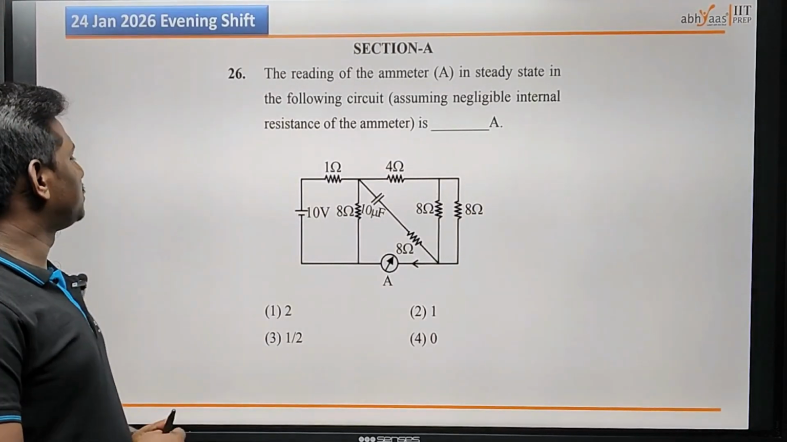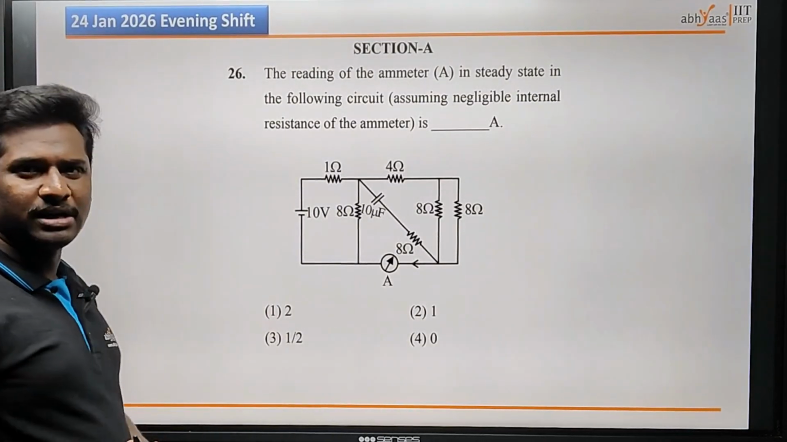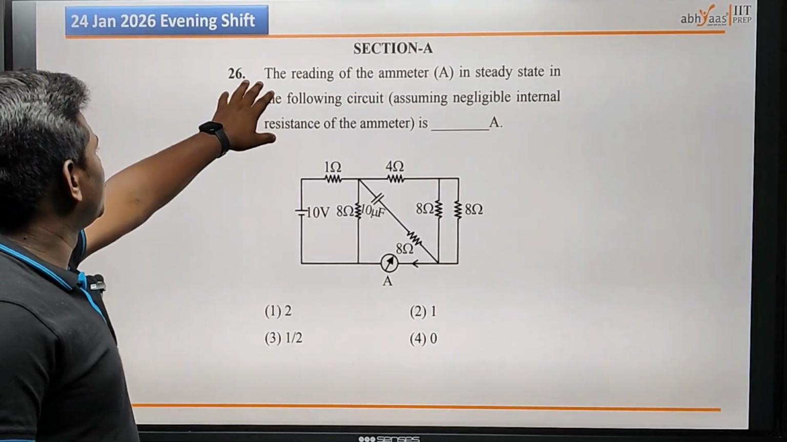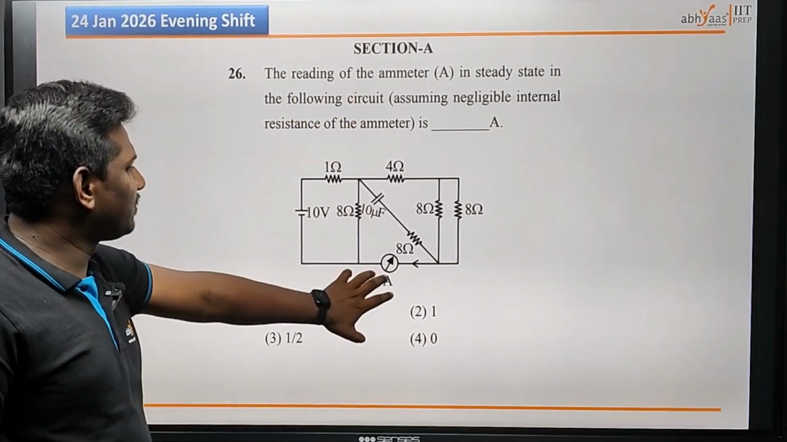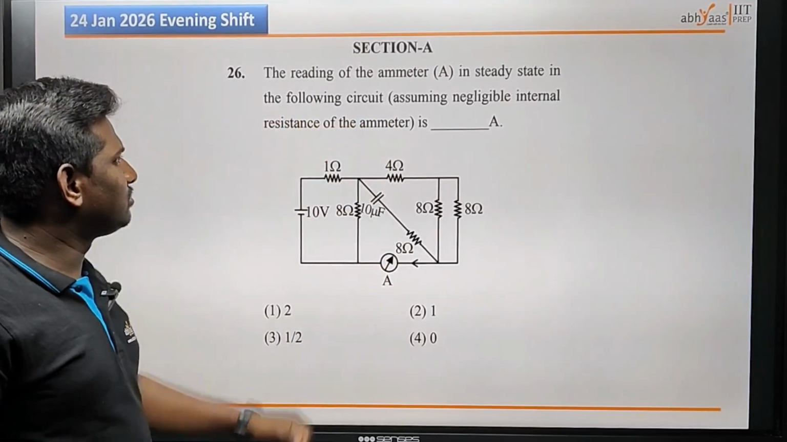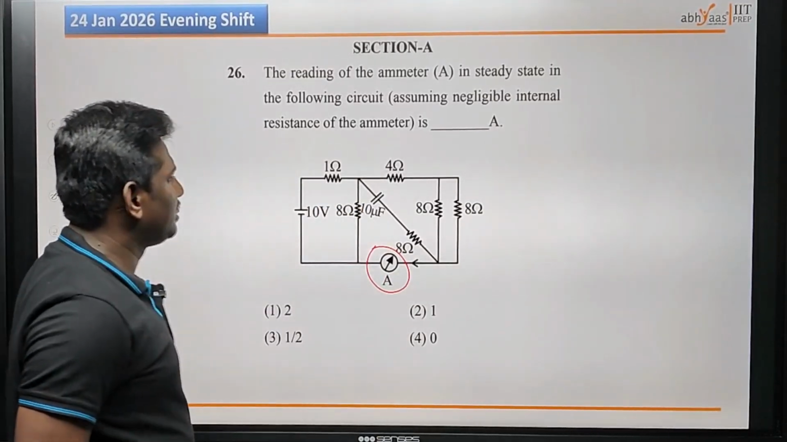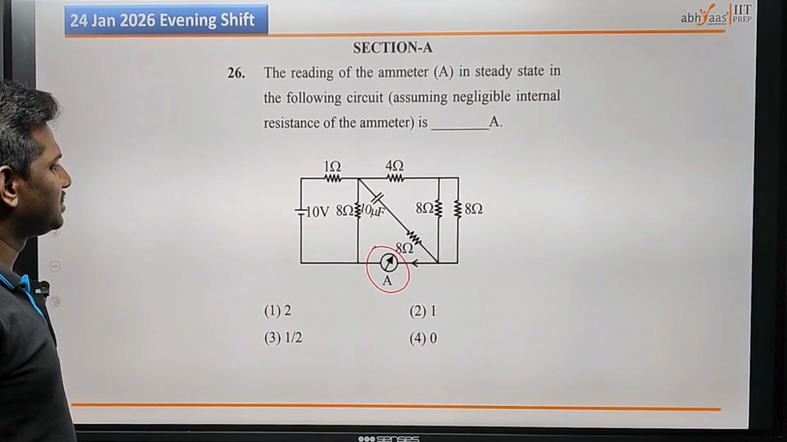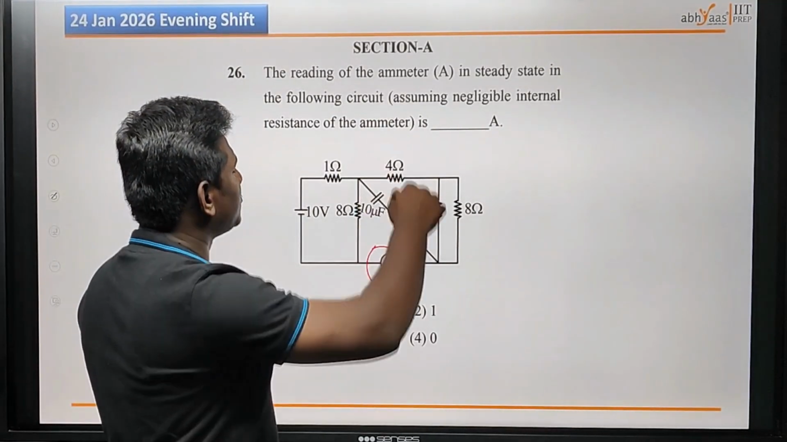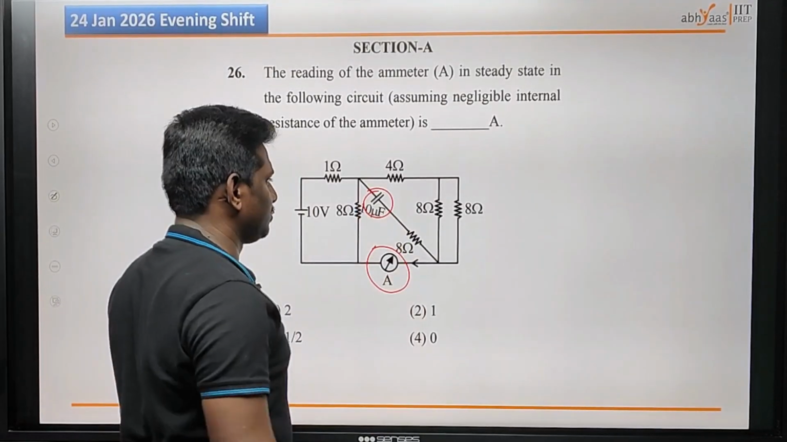See here, question number 26, based on equivalent resistance, from current electricity. Section A: you have to find the reading of the ammeter in steady state in the following circuit. What is the steady state condition? In steady state, the capacitor is open circuit.